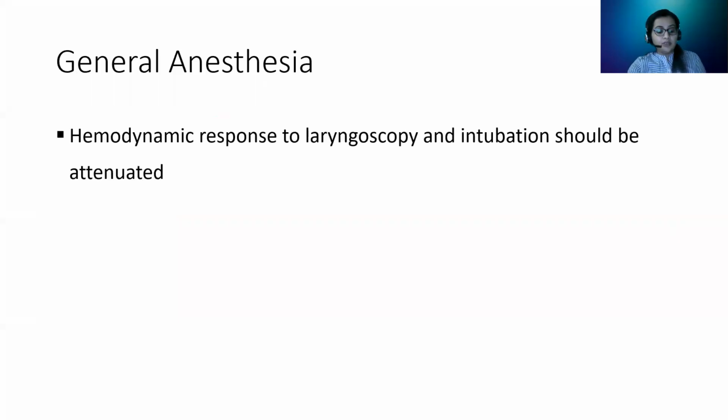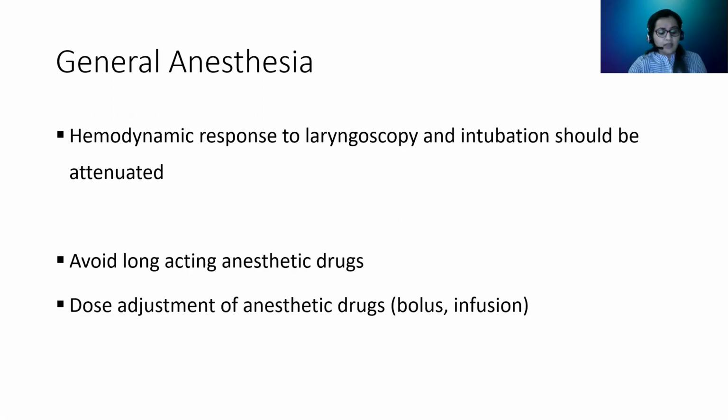Tachycardia and hypertension during laryngoscopy and intubation in elderly patients with stiff ventricles and arteries could trigger MI and strokes. Hence, measures should be taken to prevent the hemodynamic response to laryngoscopy in these patients. Avoid long-acting anesthetic drugs, and their doses need to be adjusted according to increased sensitivity and decreased metabolism, as discussed in lecture 1. The best is to start low and go slow.